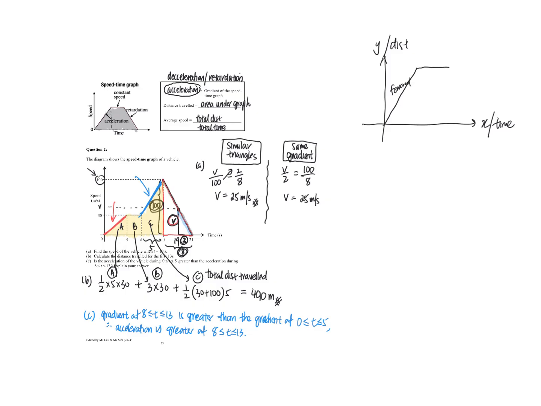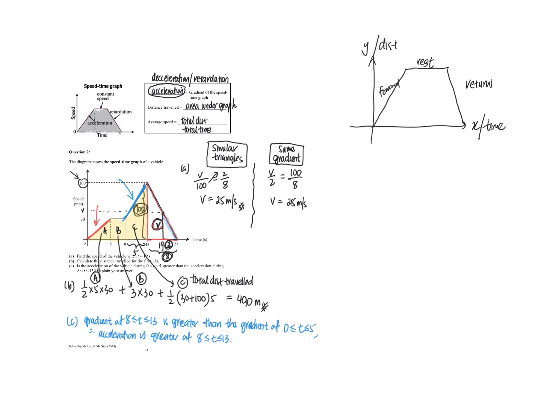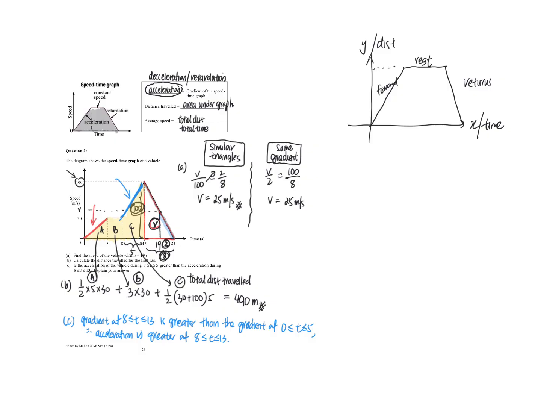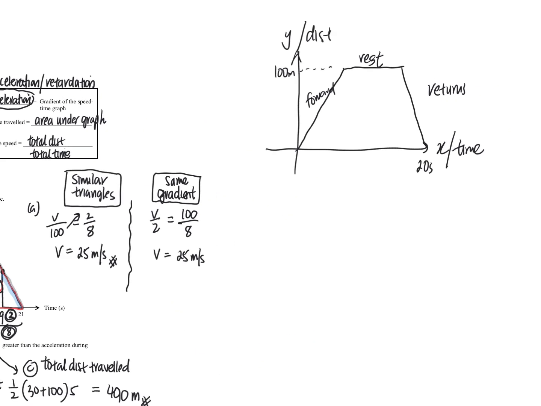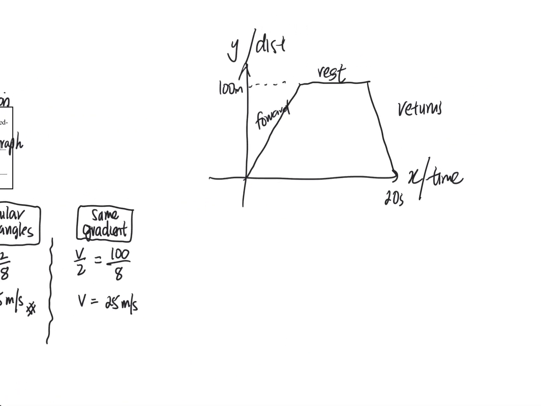Okay, and then it stays at rest for a certain point of time and then it returns. So usually this is what they ask for. So what they can do is they can say this is 100 meters and then maybe this whole duration is about, I don't know, 20 seconds, for instance. So what are the possible things they can ask you here is when you have a distance time graph, they can ask you for the speed.